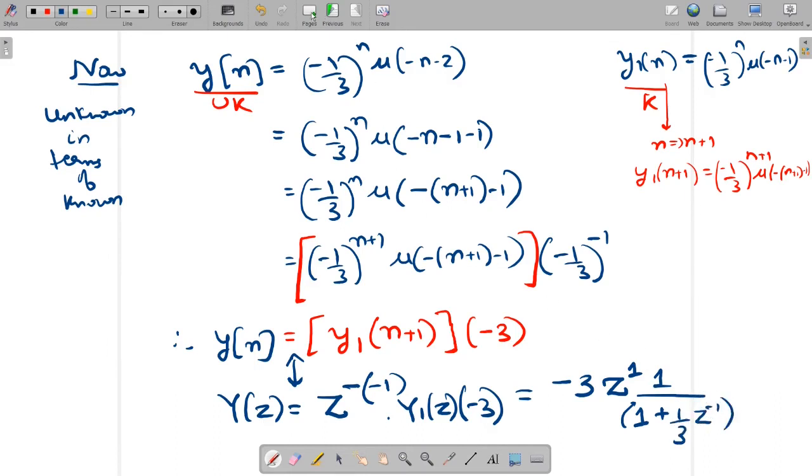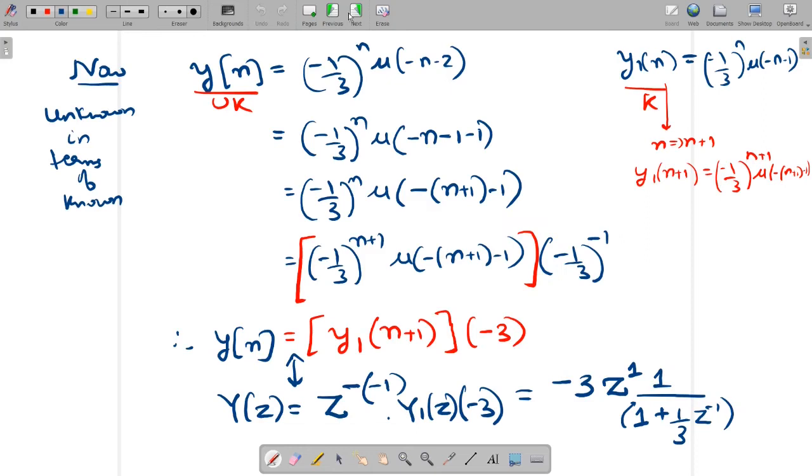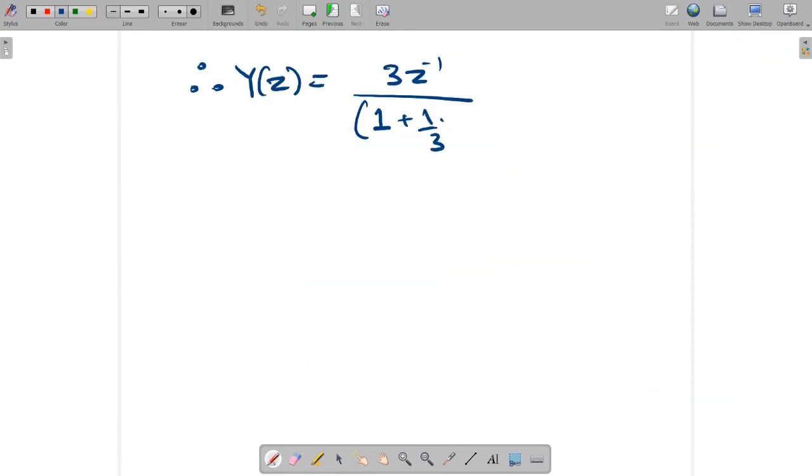Alright. So, therefore, you can say my answer Y of z is equal to 1 by 3 z inverse plus 1 by 3 z inverse. So, this over here is my Y of z, not z inverse, z, okay. And what is the ROC of this?